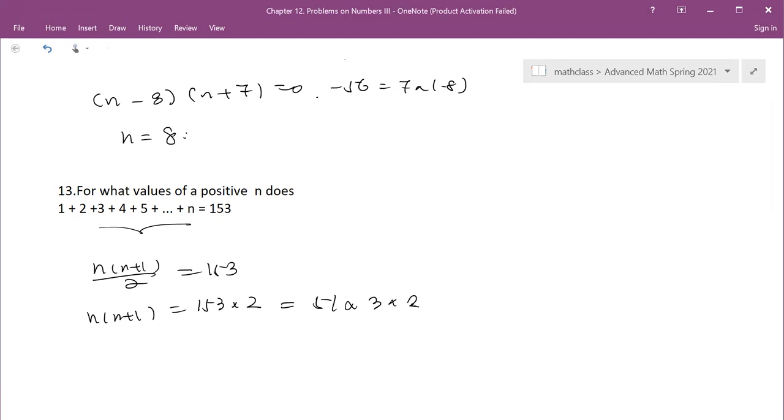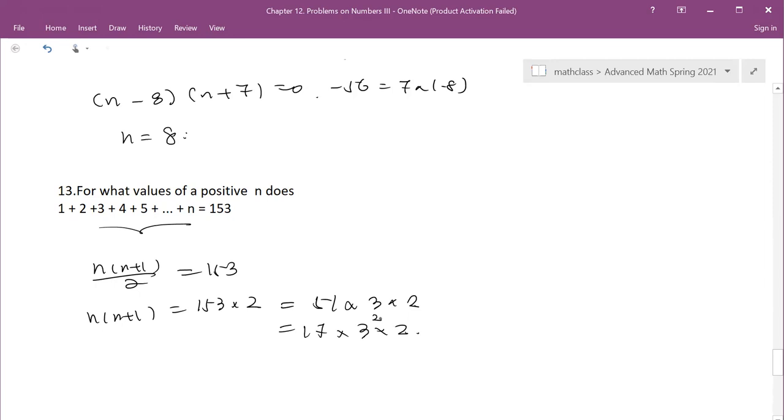Is 51 a prime number? 51 is also divisible by 3. Clear? Because 5 plus 1 is 6, so it's divisible by 3. When divided by 3, you get 17.